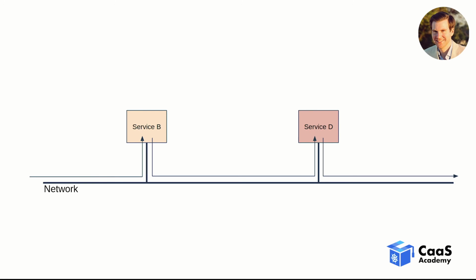And so service B and service D need to know who each other are. They need to know how to communicate with one another. They need to have all the logic to do the networking.